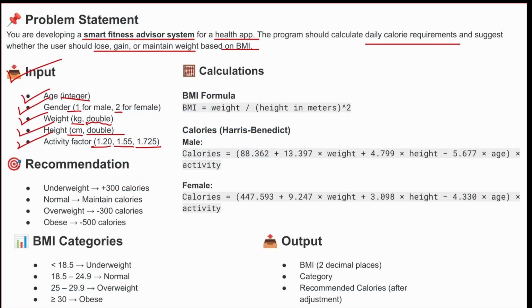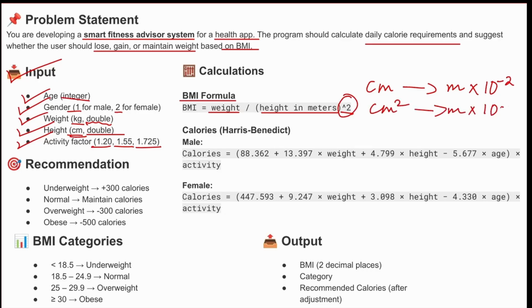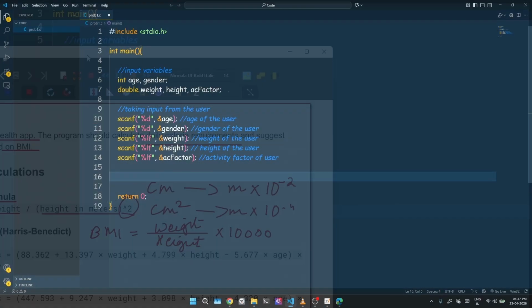Now we need to calculate the BMI. So for BMI, we need to divide the weight by the height in meters squared. And the height we are getting is in centimeters, so we need to first convert it into meters. When we convert centimeter to meter, we need to multiply it by 10 to the power minus 2. And here we are doing square, so we need to multiply with 10 to the power minus 4. So in our formula, we will divide the weight by the height squared and multiply it with 10 to the power 4, that is 10,000.